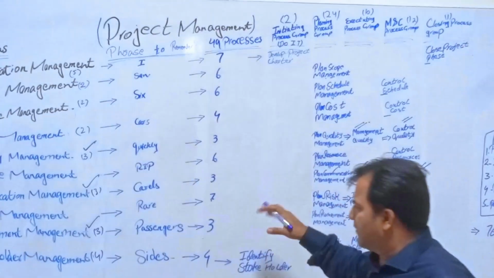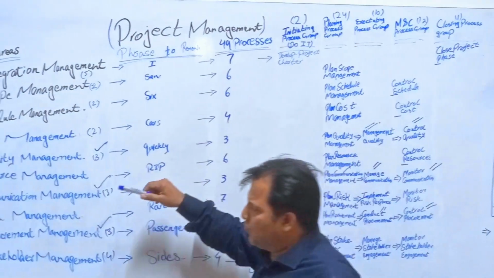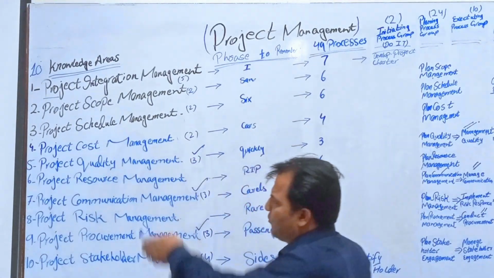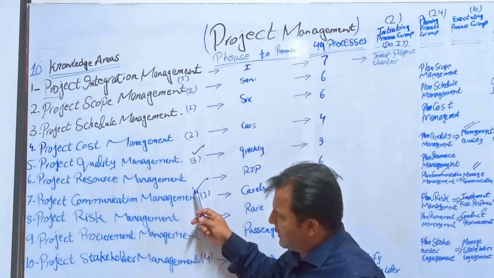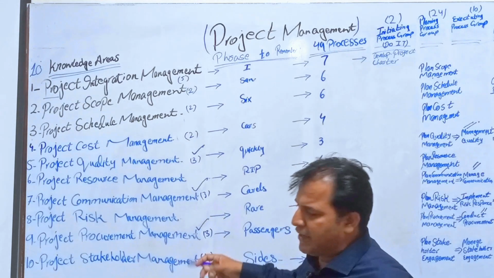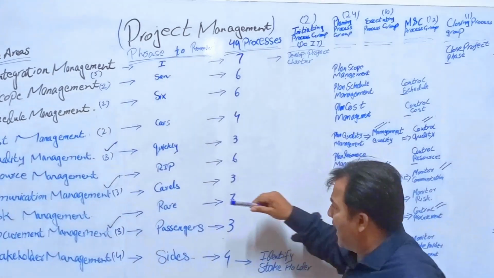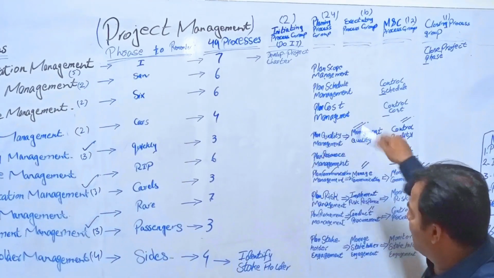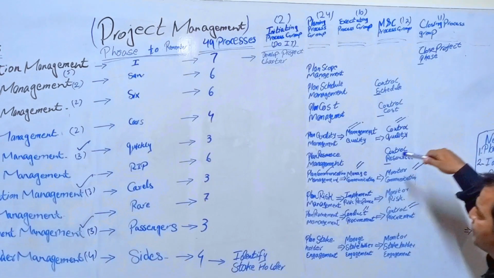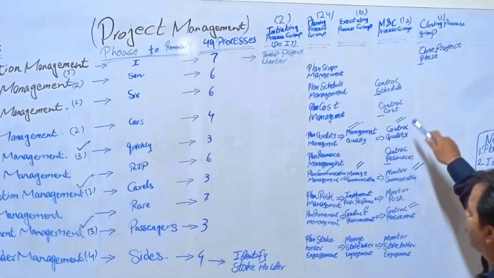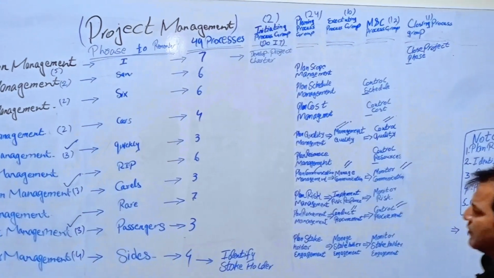So these are 3 plus 3 plus 3. We chose these three first because these three knowledge areas, project quality management, project communication management, and project procurement management, have three processes each, and these have processes in three process groups: planning, executing, and monitoring and controlling.